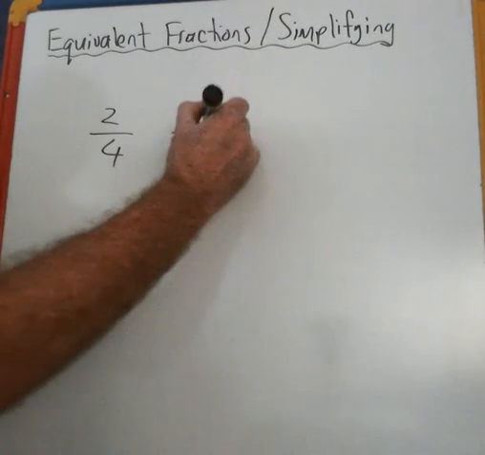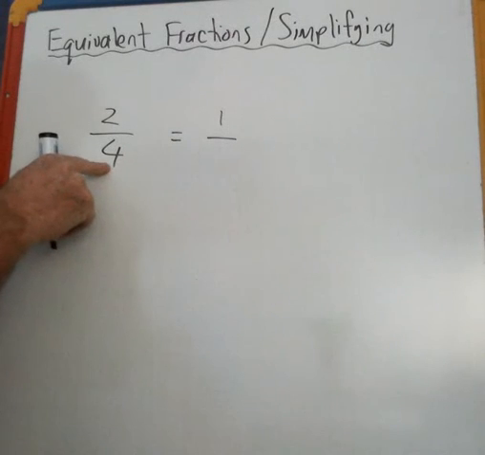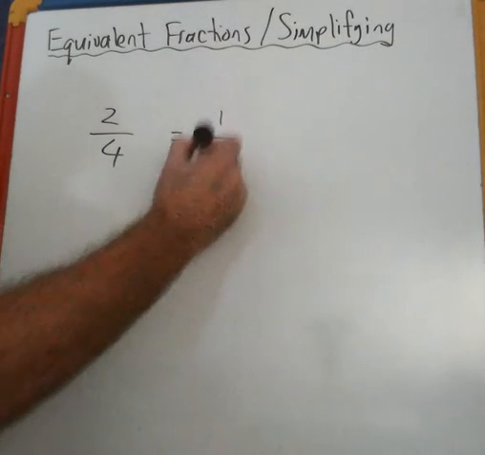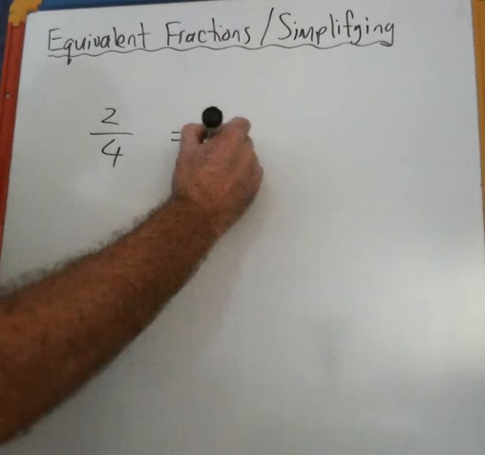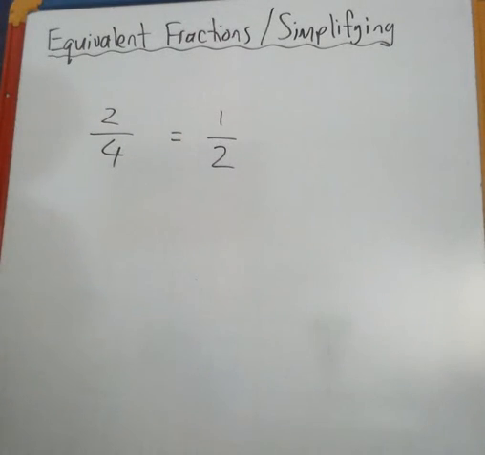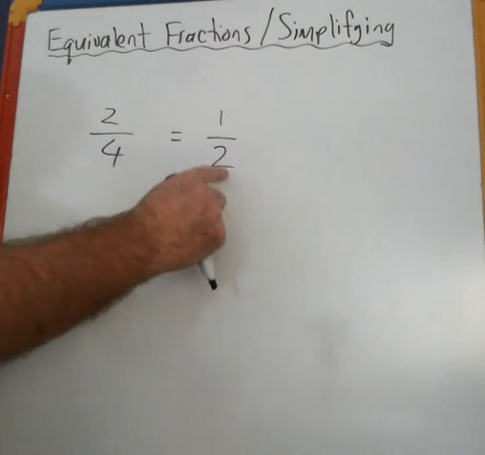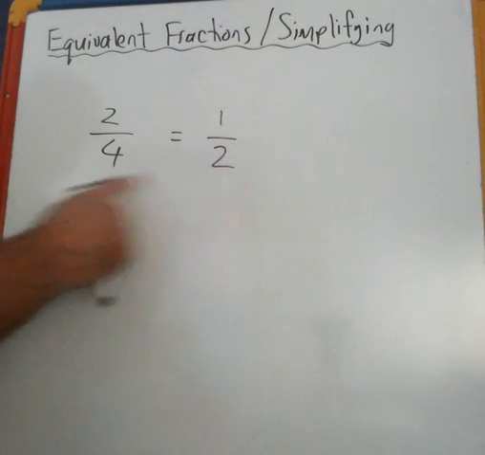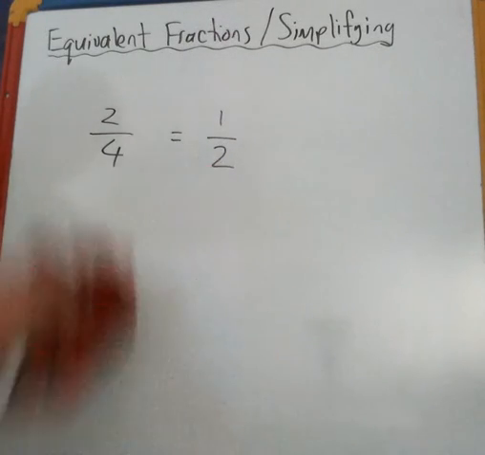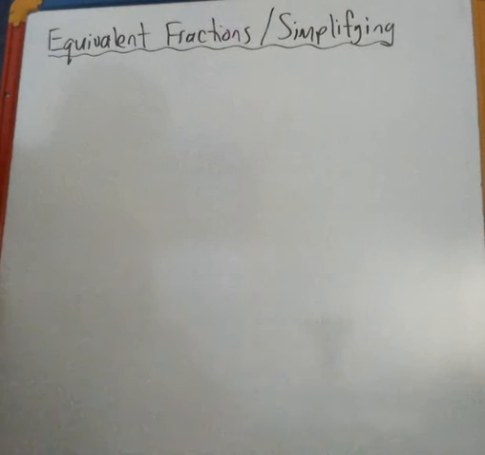So 2 divided by 2 is 1. 4 divided by 2, I should say, is 2. So 2/4 simplifies to a half. These are equivalent fractions. Don't worry though if your tables aren't that strong.